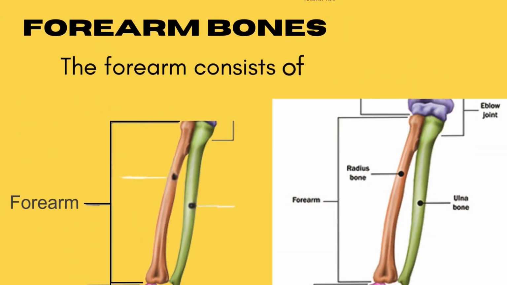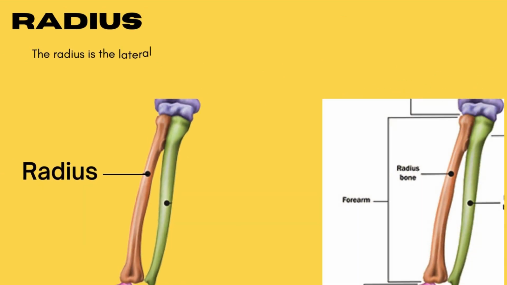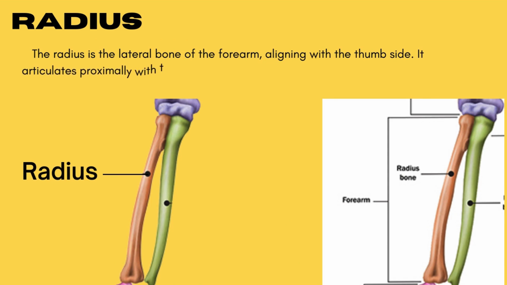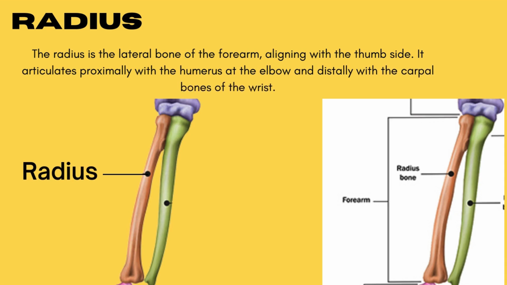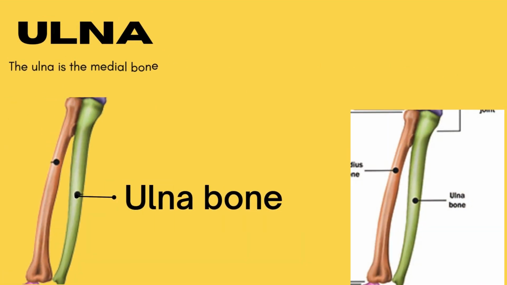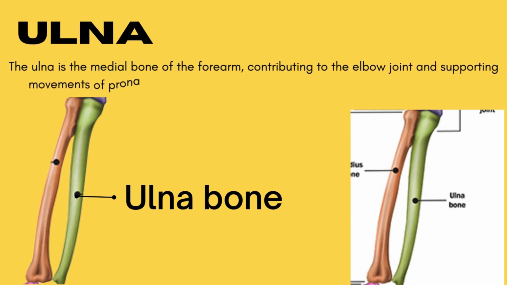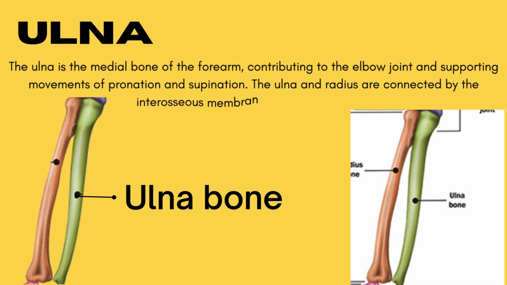Forearm bones. The forearm consists of two bones. Radius. The radius is the lateral bone of the forearm, aligning with the thumb side. It articulates proximally with the humerus at the elbow and distally with the carpal bones of the wrist. Ulna. The ulna is the medial bone of the forearm, contributing to the elbow joint and supporting movements of pronation and supination. The ulna and radius are connected by the interosseous membrane, providing stability.